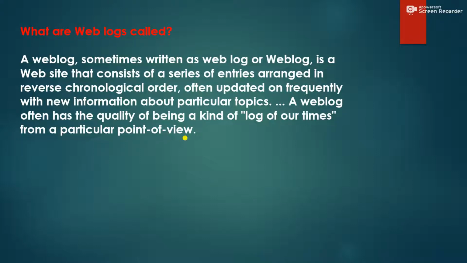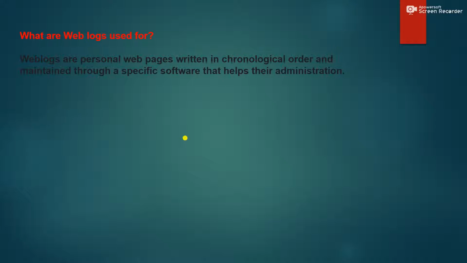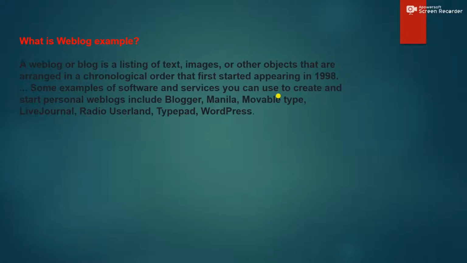Next we are going to discuss what weblogs are used for. Weblogs are personal web pages written in chronological order and maintained through specified software that has administrators. What are some weblog examples? A blog is a listing of text, images or other objects arranged in chronological order, which first started appearing in 1998. Some examples of the software and services you can use to create and start personal weblogs include Blogger, Manila, Weblog types, LiveJournal, Radio UserLand, TypePad, WordPress, etc.